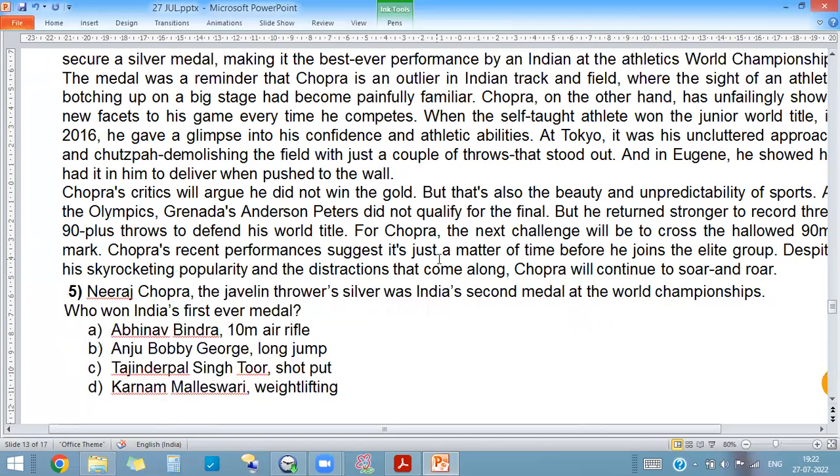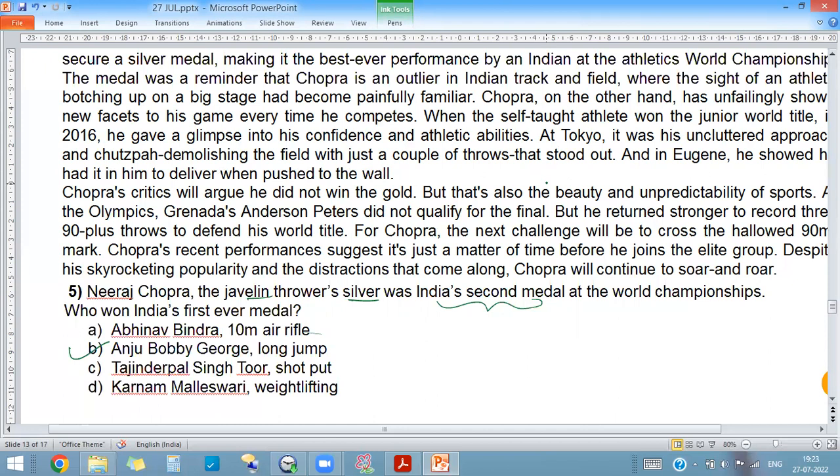Next question. Very interesting question. They've told us what is given in the passage itself. I already know this information. I know Neeraj Chopra has won silver for the javelin. I know all this from the passage. It says this is India's second medal at the World Championships. They want to know, if this was India's second ever medal, who won India's first ever medal? The answer is Anju Bobby George, long jump. Again, these are all facts. If you read about it, you will get to know the answer. From the passage, we won't get this answer.